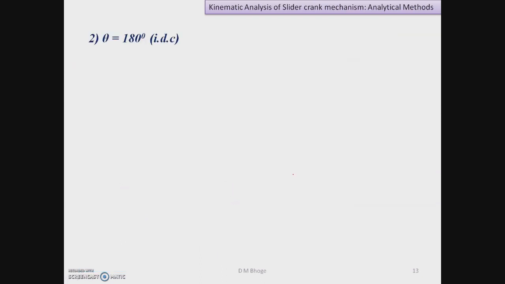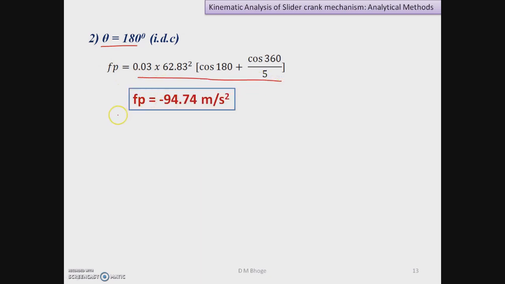Now for the second case, when the piston is at bottom dead center, crank angle with respect to IDC is 180 degrees. So after substituting the values, we get acceleration of piston as minus 94.74 meter per second square.